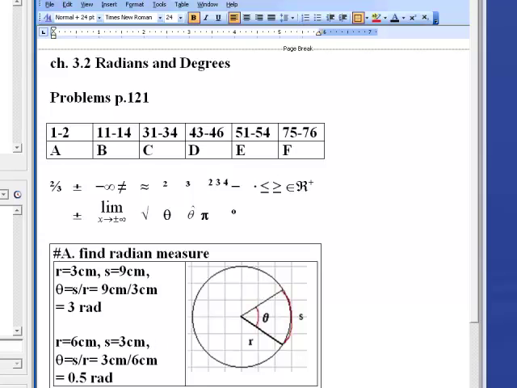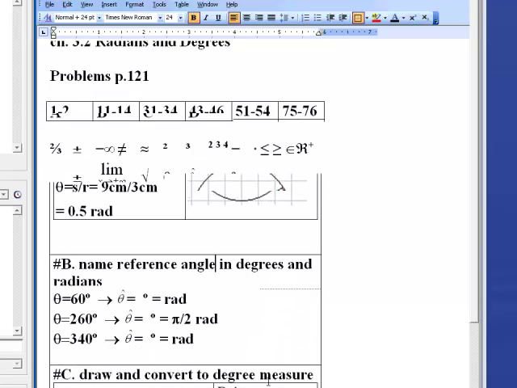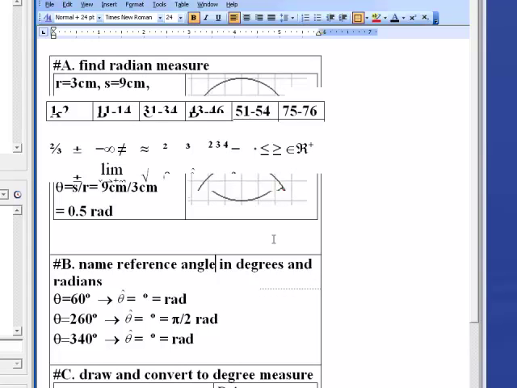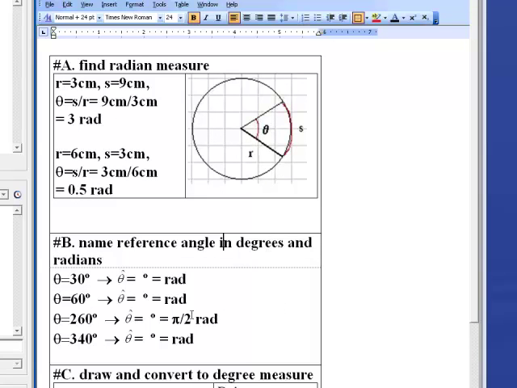Okay, next problem set, which says, name the reference angle in degrees and radians for the following. I'm going to save myself here not to draw them. So theta equals 30 degrees. That means that the reference angle is also 30 degrees. And in radians, we're going to come up with, well, 30 degrees is, 180 degrees is pi, 30 degrees is 1/6 of 180 degrees, so it's going to be pi over 6.